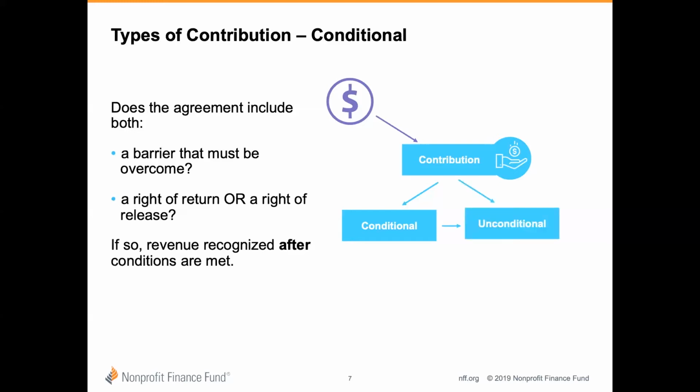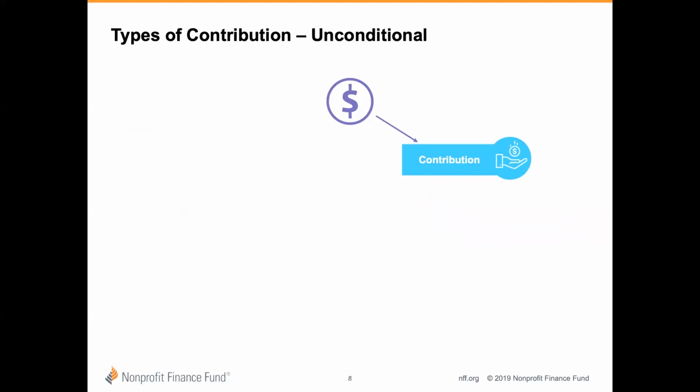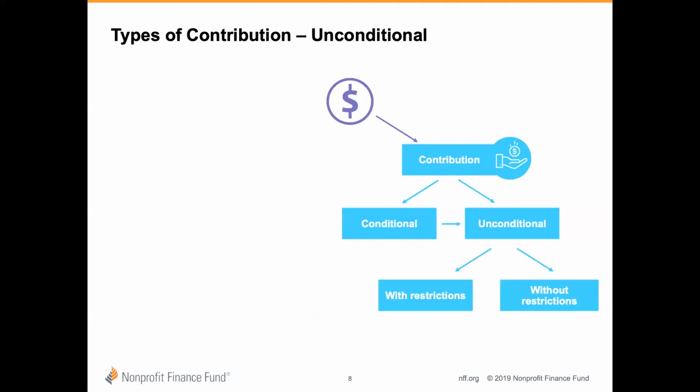If there are no conditions or barriers to overcome, or if they already have been met, then the revenue is unconditional, and revenue can be recognized immediately. Once the contribution has been deemed unconditional, either there are no conditions present or the nonprofit has satisfied the condition, the nonprofit organization would then consider whether the contribution includes donor-imposed restrictions or not.